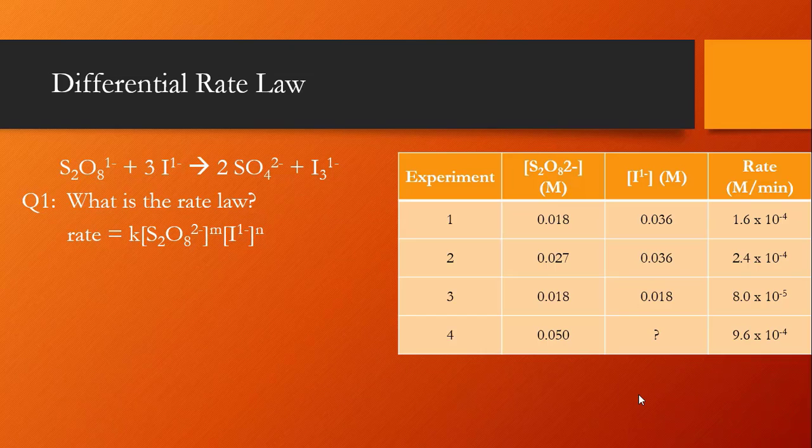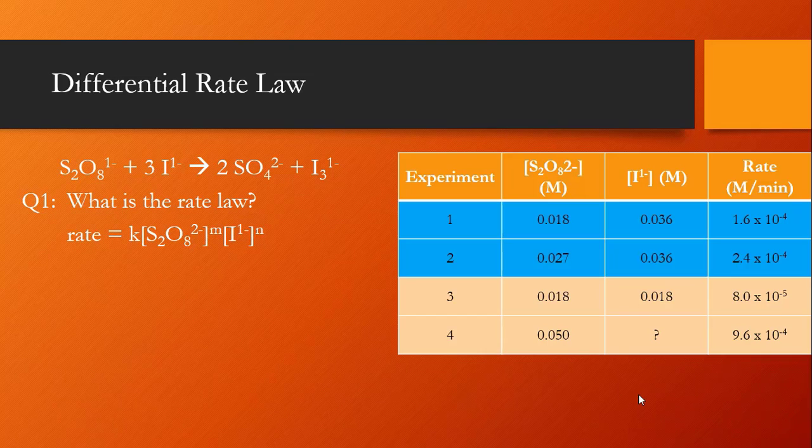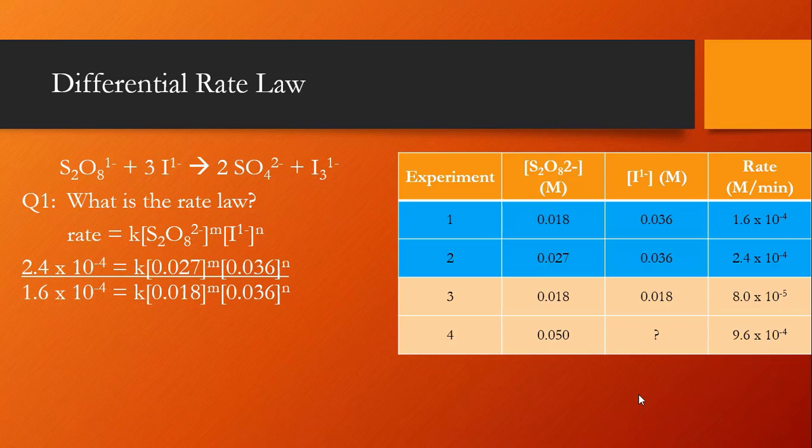So set up your generic equation, pick two experiments where something cancels out, put the higher rate on the numerator, the lower rate in the denominator. The K's cancel, the 0.036 raised to the n cancel. When you do the rest of the math, you get 1.5 equals 1.5 raised to the m. So m must equal 1. So now we can put the 1 where it belongs, and we can start looking at the iodide.